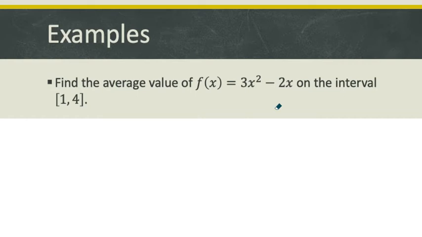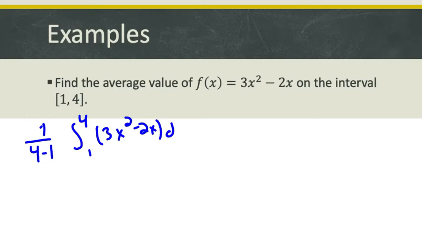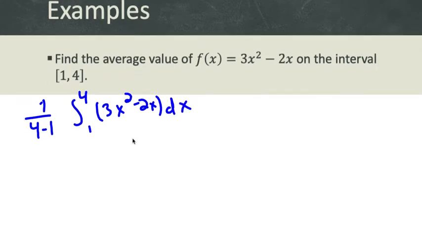So find the average value of this function on the interval from 1 to 4. So when we set this up, we're going to have the interval 1 over 4 minus 1. Not necessary to write that at all, just write 1/3. Going from 1 to 4 of this function, 3x squared minus 2x dx. So we're going to have the 1/3 out front.